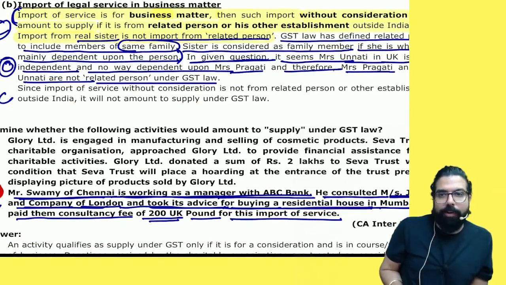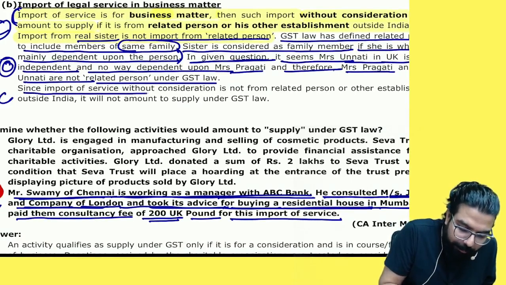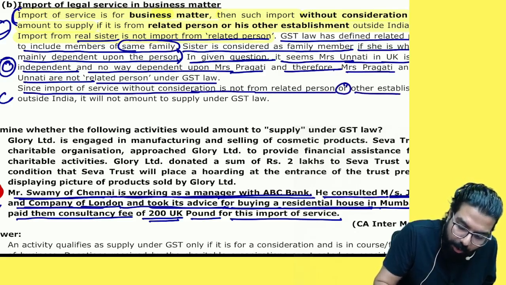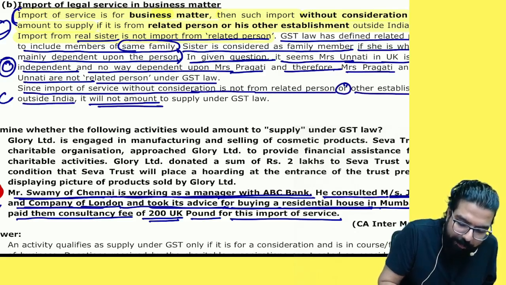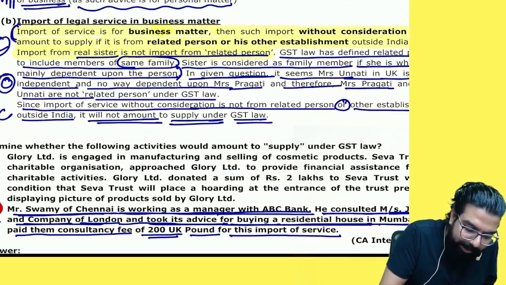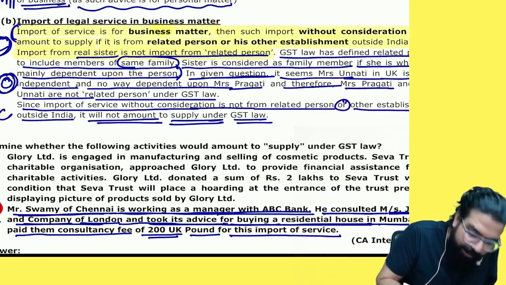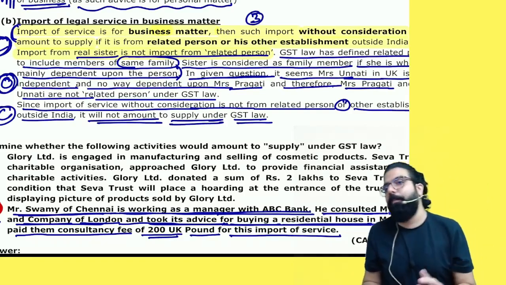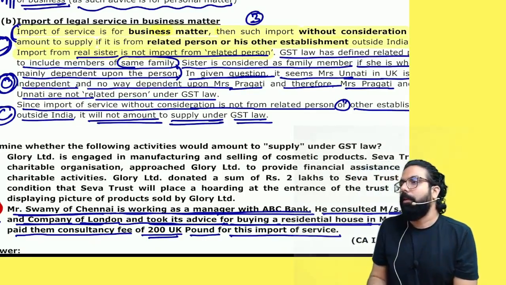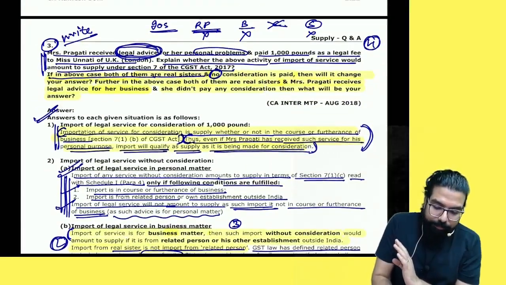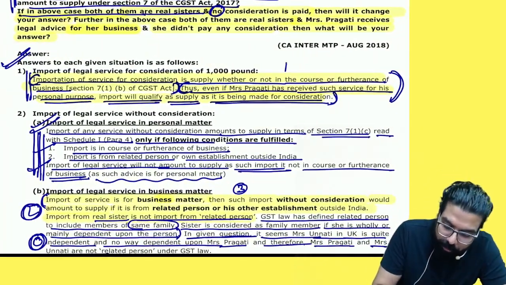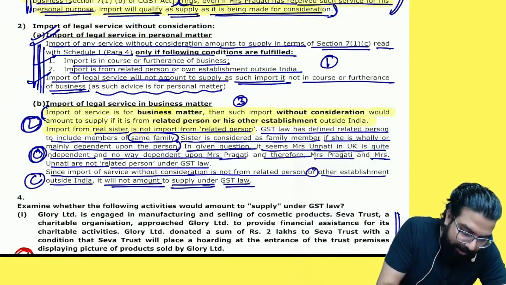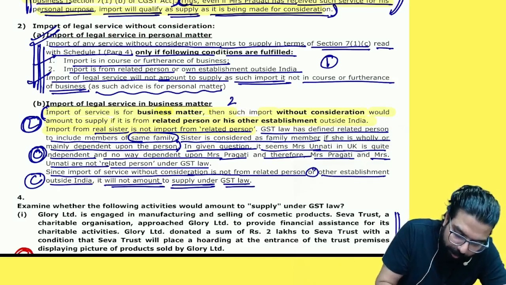Now let's write the conclusion. Since import of service without consideration is not from your own establishment, it will not amount to supply under the law. Is this your observation? Is this your conclusion? You will exactly get good 3 marks in the exam if you write like this. If this question, this would have been 1 mark, this another 1 mark, and this last one would have been 2 marks.